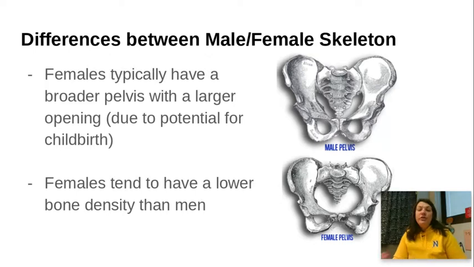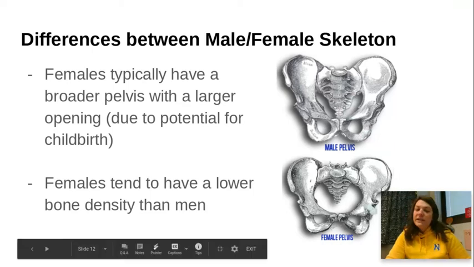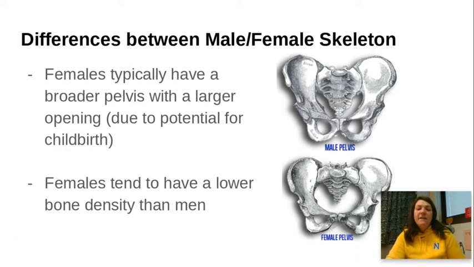And then females tend to have a lower bone density than men. A lot of you have probably heard that women tend to get osteoporosis, which is a condition of not very strong bones, and that occurs a lot in women. Okay, so that's why people are always like, drink your milk and make sure you're getting your vitamins, your calcium, in order to keep that bone density.